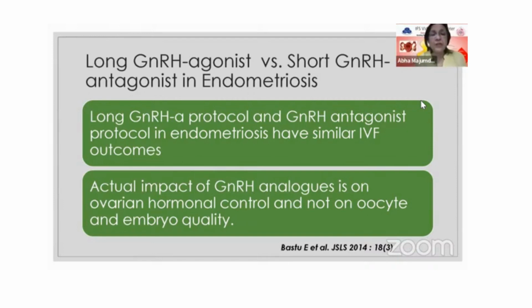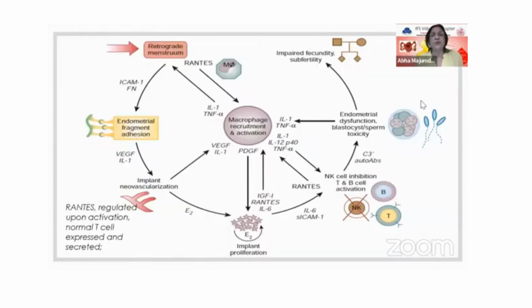Why? Because actual impact of GnRH analogs, which include both agonist and antagonist, is on ovarian hormonal control, not on oocyte and embryo quality. So when we use antagonist or we use long agonist protocol, we are only controlling LH surge of the ovary during the COS or controlled ovarian stimulation cycle. It doesn't change the oocyte and embryo quality. What will change the oocyte and embryo quality or endometrium? If we can reduce the inflammation which is produced by endometriosis.